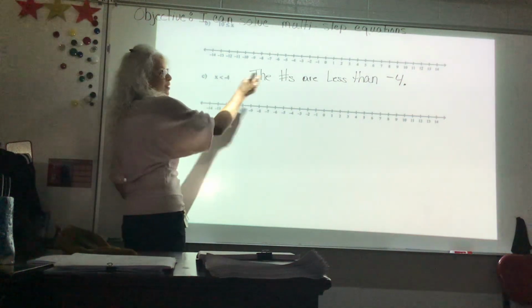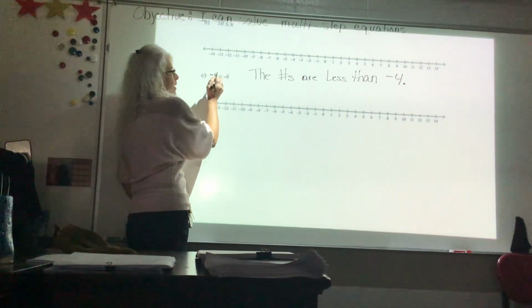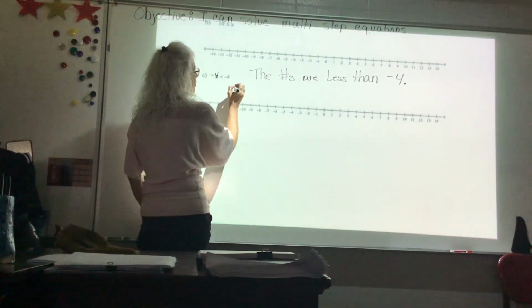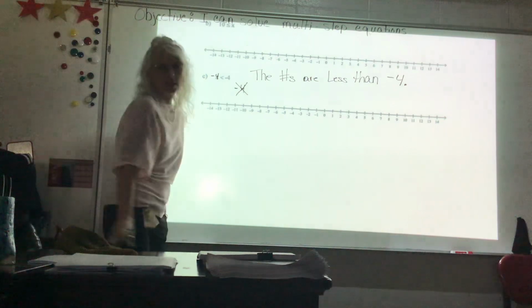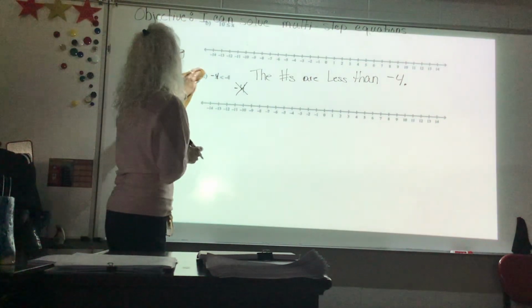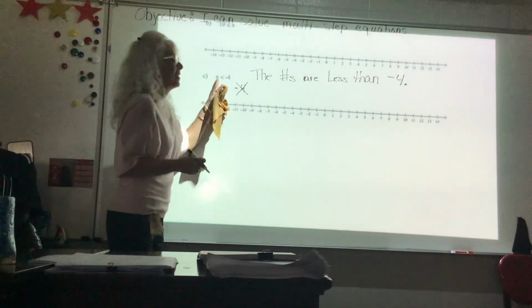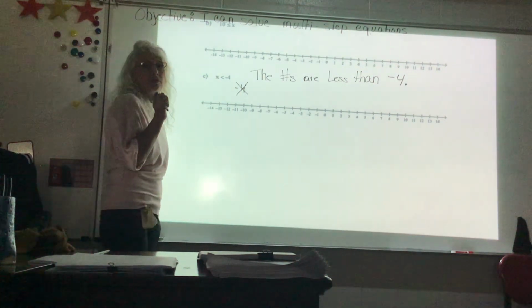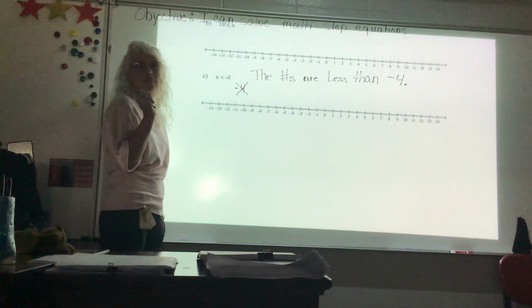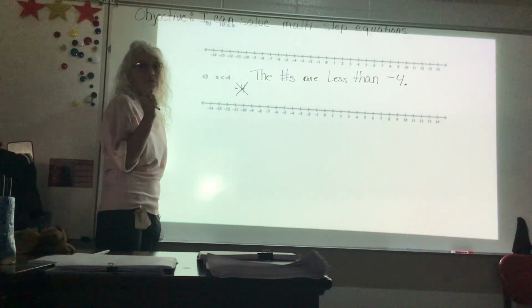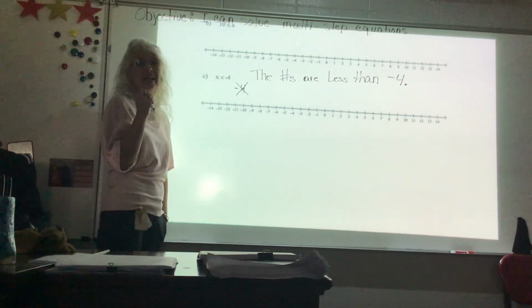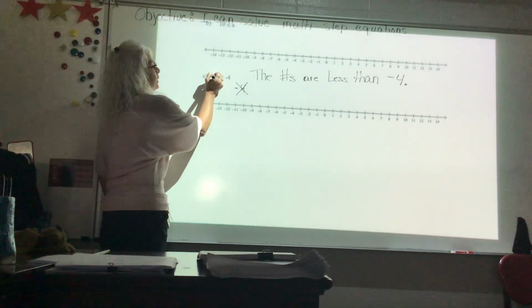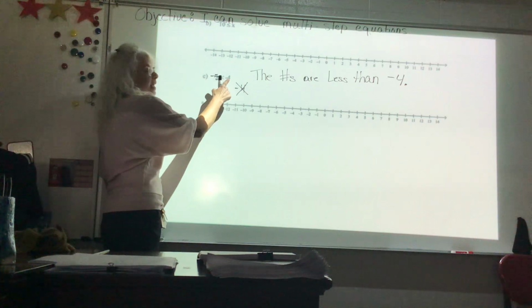So I always like to check the number in the inequality. Is -4 less than -4? No. So -4 does not work. Notice I just replaced the X with the -4. Give me another number or another solution, Jace. Just pick a number. It could be right or wrong, I don't care. -5. Is -5 less than -4?